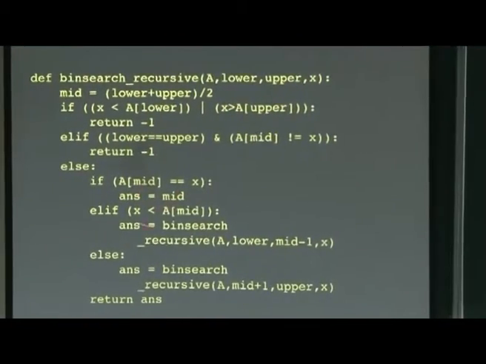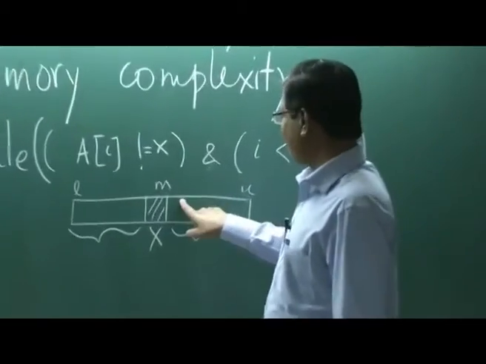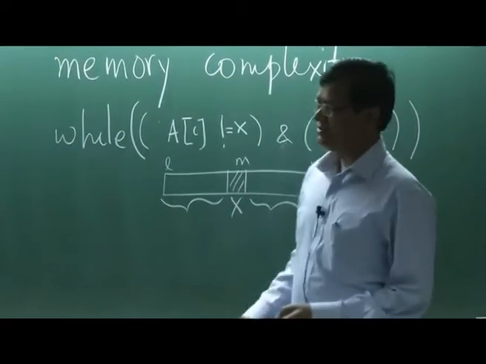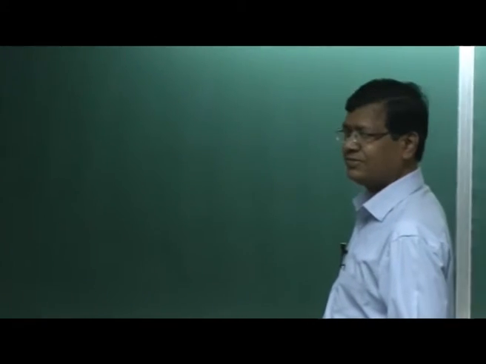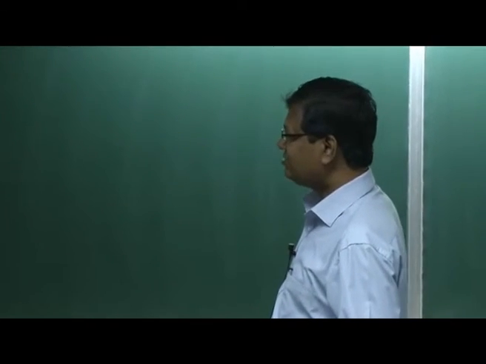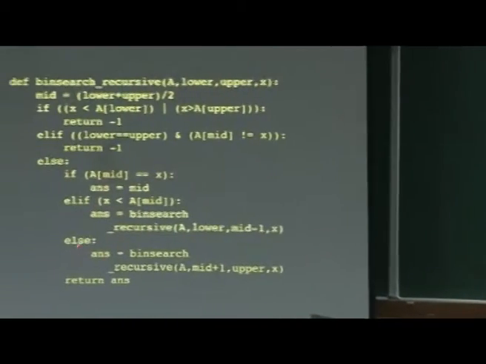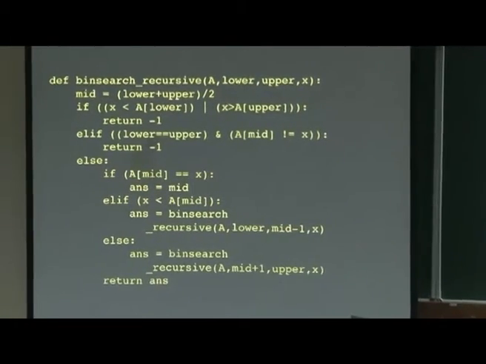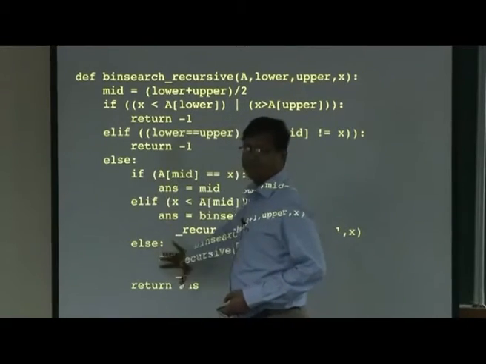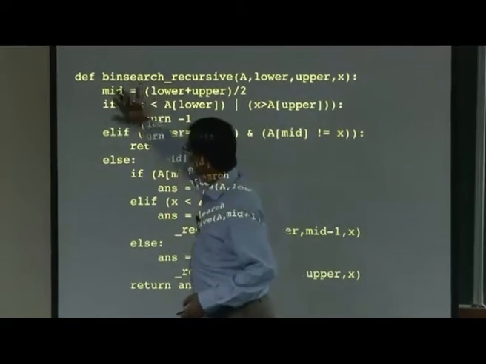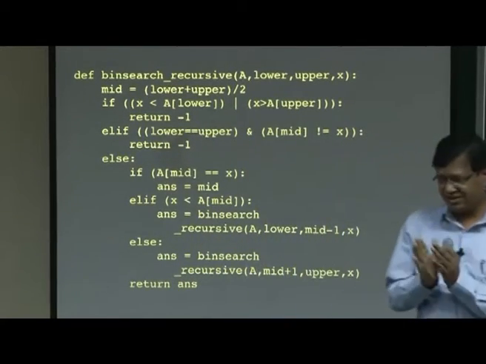But if this is also not true, then x is lying outside, on the right side of mid. So, from here till here, I do binary search from mid + 1 to upper, and the answer will be one of these 3, and I should return it. All of this is part of else, and all of it belongs to the function. So, indentation is very critical.